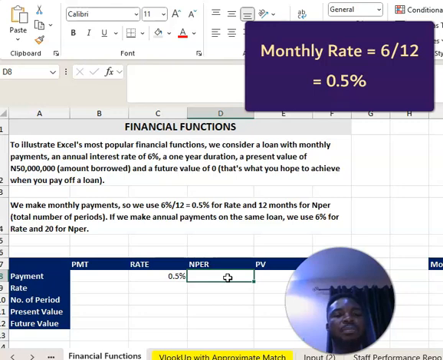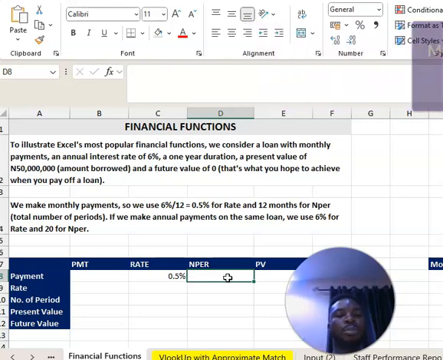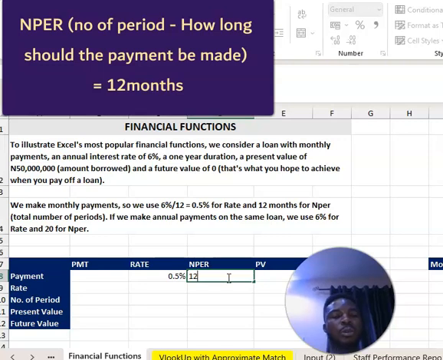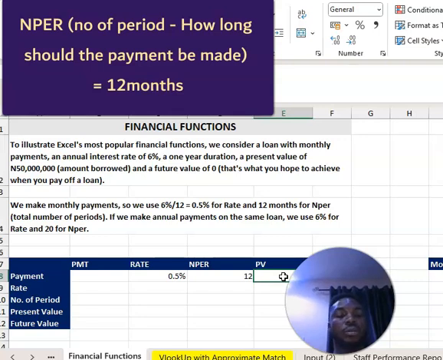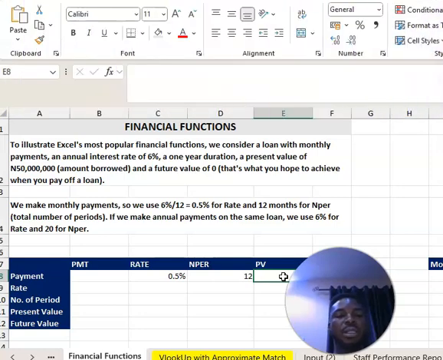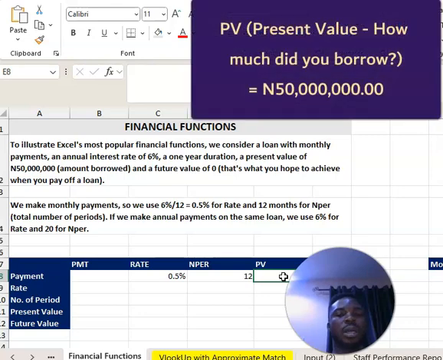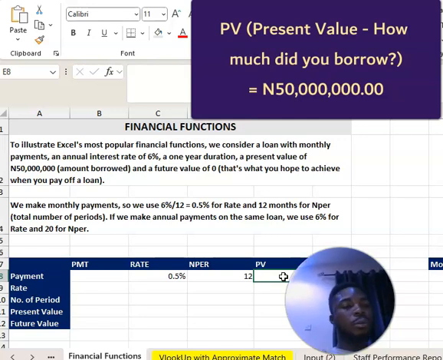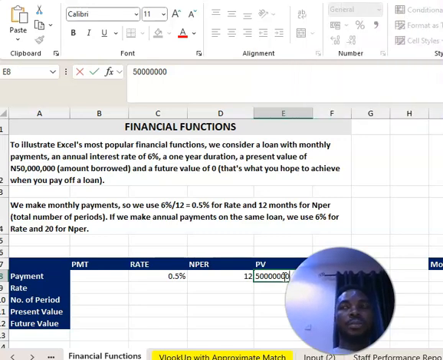0.5%. NPER stands for number of periods, and in this case the number of periods will be 12. So we are expected to keep servicing the loan for 12 months, right? And I have the PV function. PV is an acronym for present value, and that is the word we use for how much you got from the borrower or from the bank, as the case may be. For example, I borrowed 50 million naira from the bank, so my present value is 50 million naira.